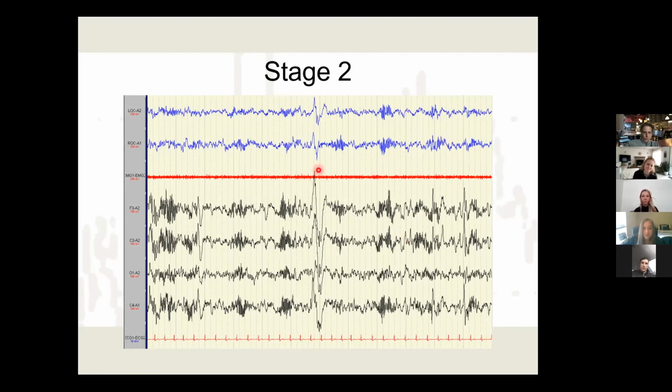So stage 2 is your K complexes and sleep spindles, right? These bursts of activity are sleep spindles. And this is the stage that you're looking for during an MWT. So while that person is sitting in bed trying to stay awake for 20 minutes, you're going to be looking at the PSG recording for these K complexes or sleep spindles, because that's going to tell you, okay, this person is asleep. I need to wake them up. And this is the end of the MWT.